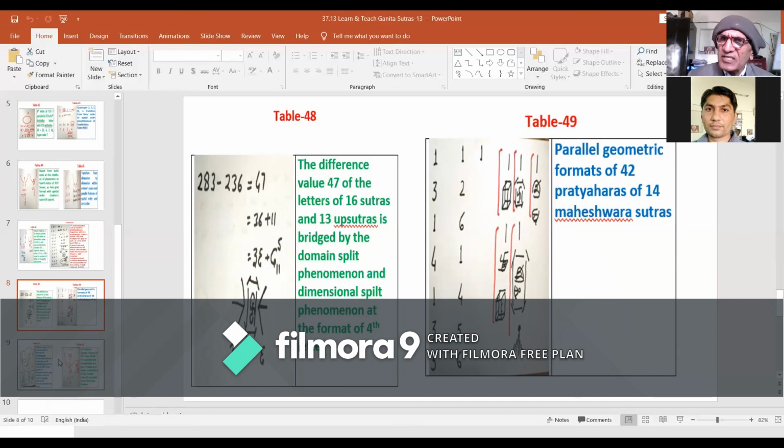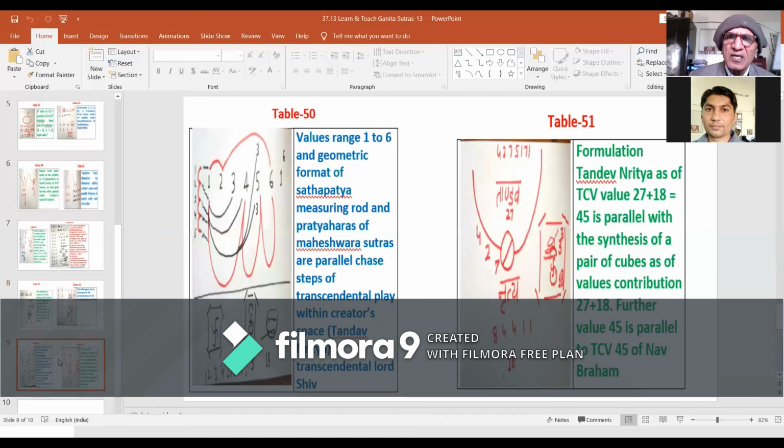It is this feature which deserves to be appreciated, and then in this light we can have a geometric chase, a parallel geometric format chase for 42 Pratyaharas of 14 Maheshwara Sutras. And the glimpse of table 50 and table 51 is the most blissful glimpse of the transcendental play of the transcendental Lord Shiv as transcendental origin within the Creator's space.